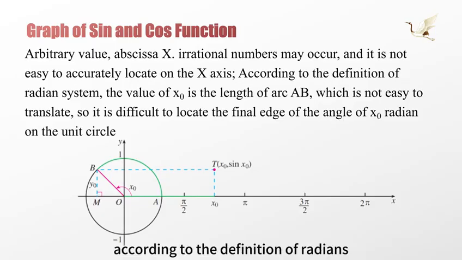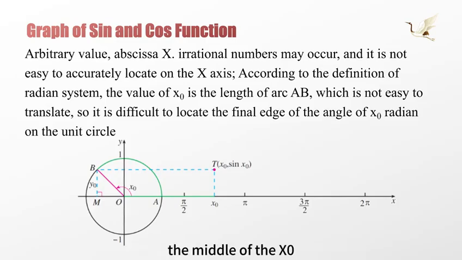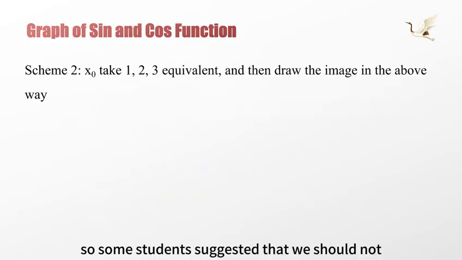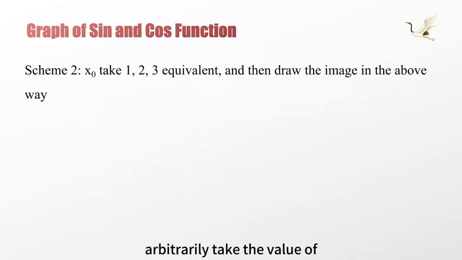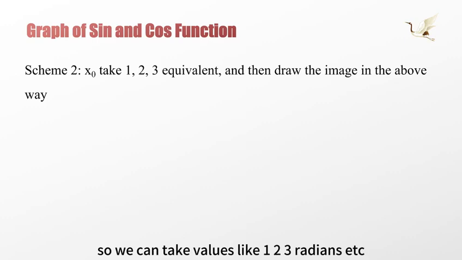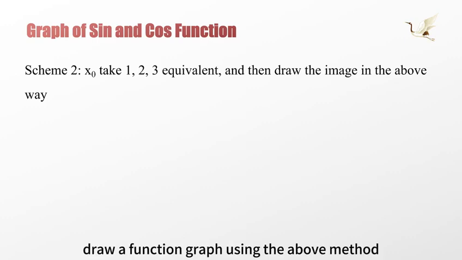According to the definition of radians, the value of x0 is the length of arc AB, making it difficult to translate. So there are certain difficulties in locating the terminal side of the x0 radian angle on the unit circle. So some students suggested that we should not arbitrarily take the value of x0. We can take values like 1, 2, 3 radians, etc., and draw a function graph using the above method.